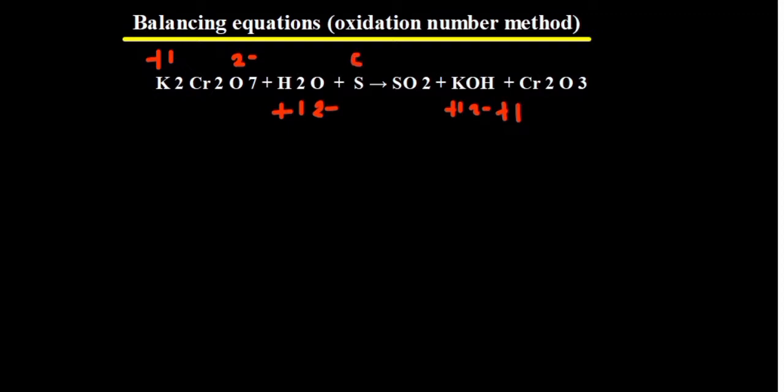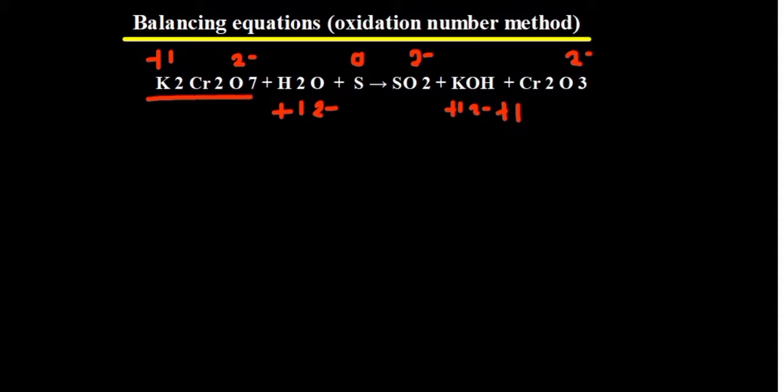Sulfur here it's 0 because it's existing in an atomic form. That's the way it's found on the periodic table. Here oxygen again 2 minus, 2 minus. So you are going to notice that the only things that we don't know is sulfur on the right hand side and chromium on both ends. We don't know, so we need to do the calculations to determine that.